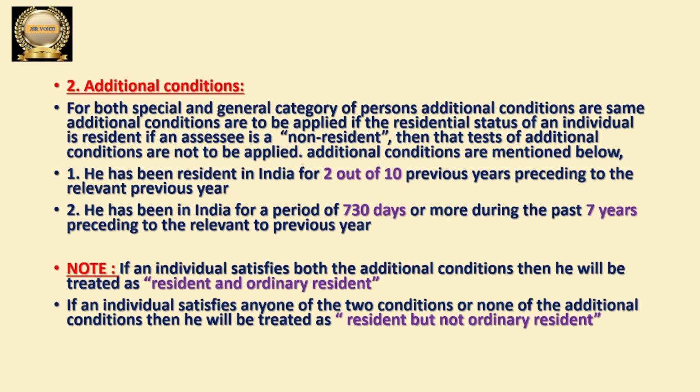Hope this is clear. This is about the residential status of individuals who come under the general category. I explained both the basic conditions and the additional conditions. Basic conditions we apply to determine whether he is resident or non-resident. If he is resident, again we have to apply additional conditions. Why? To determine whether he is resident and ordinary resident, or resident but not ordinary resident. Okay, so let us go to the next one.